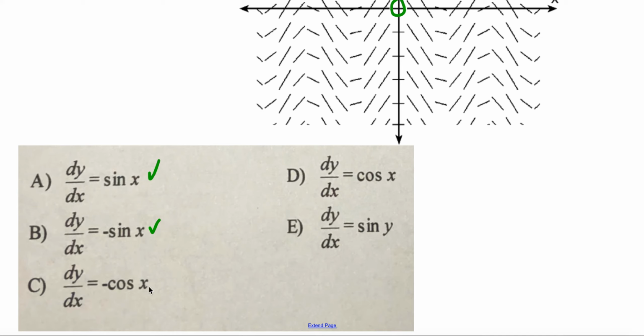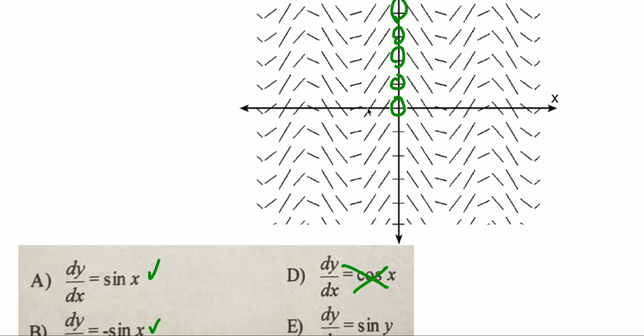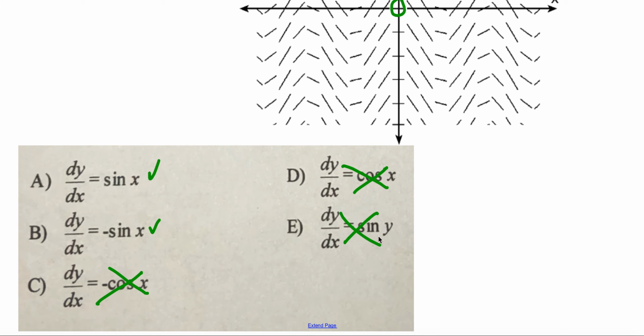And for this one, when x equals 0, cosine of 0 equals 1. With the negative, it becomes negative 1. That doesn't work. But in this other case, that's when y is equal to 0. When y is equal to 0, obviously the slope is not equal to 0, as you can see. So that's why this is out. So we have two possibilities so far.